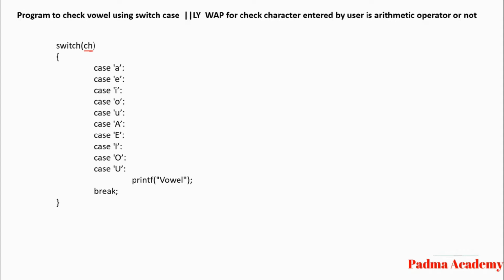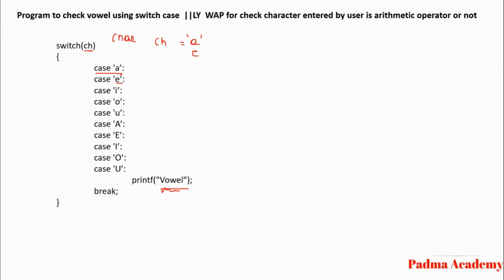Similarly, CH is the character variable which contains the user-given character, that is, you may take it from the user, and that value will be contained in CH. Suppose the user enters A. It is necessary to write it in single quotation marks because it is a single character. So it will check A, then execute case A, then ultimately print vowel. If it is E, it will also print vowel, because there is no break statement over here. That's why it is printing vowel.